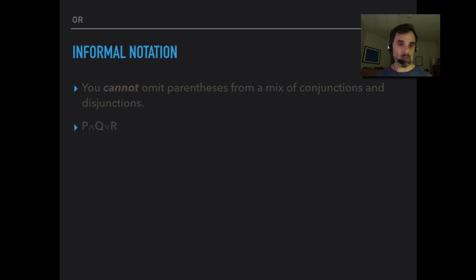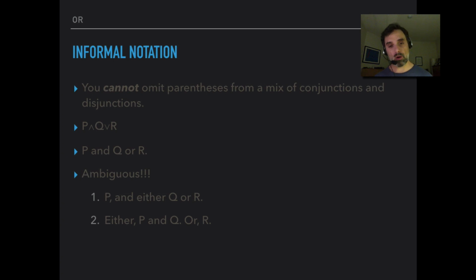So for example, if we look at this string, we have P and Q or R. So how would we say that? P and Q or R, but that's ambiguous. It could mean P and either Q or R, or it could mean either P and Q, or R. So the first one, if that's true, then P is true, because it's a conjunction, and both conjuncts have to be true, and one of the conjuncts is P. The second one does not require that P be true.